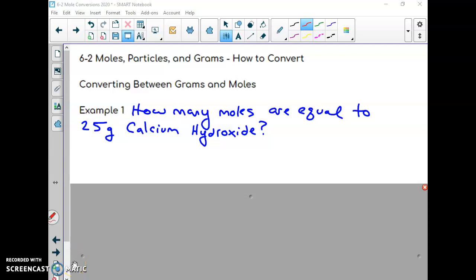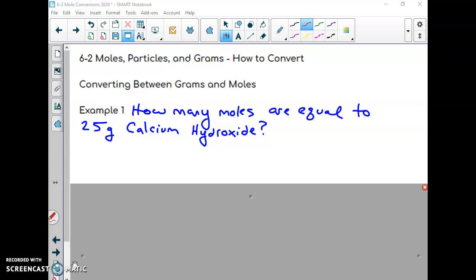Alright, so this is part one of a three-part series on how to convert between grams and moles, moles and particles, really how we can relate masses of a substance to amounts, how many actual parts of that substance are there. So focusing just on grams and moles in this case, we'll just get right into it. So first example, we have a question: how many moles are equal to 25 grams calcium hydroxide?